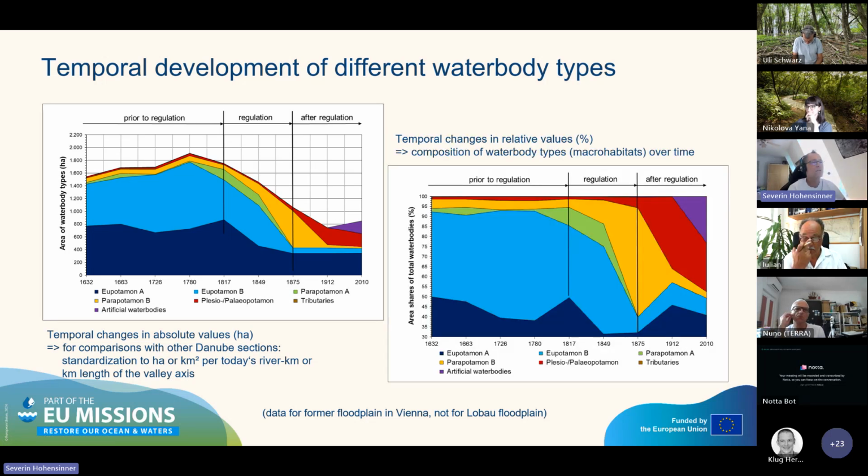We can also have a look only at the composition, not at the absolute values as shown here. You see here on the y-axis the percentage of the different habitat types. It starts at 30% up to 100%, and we see over time, for different time periods, how the composition of the water body types changes.